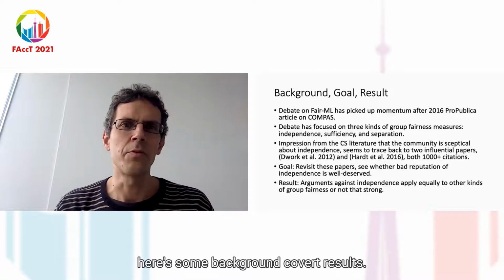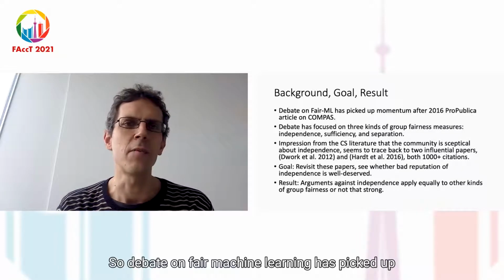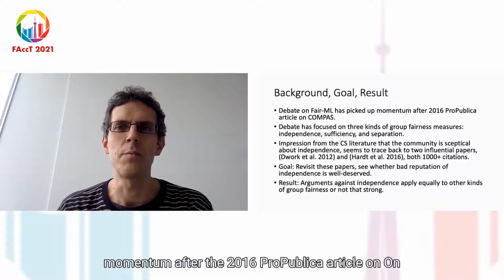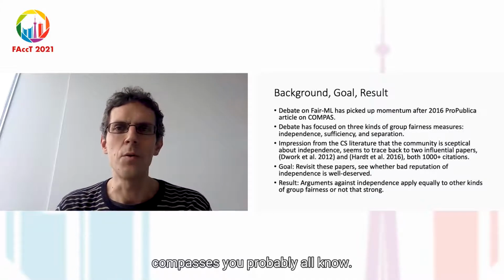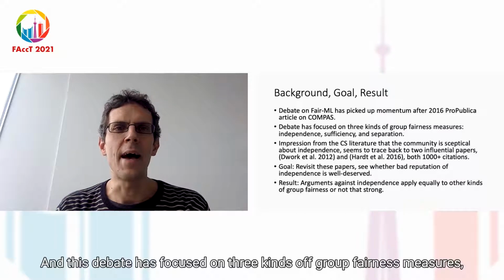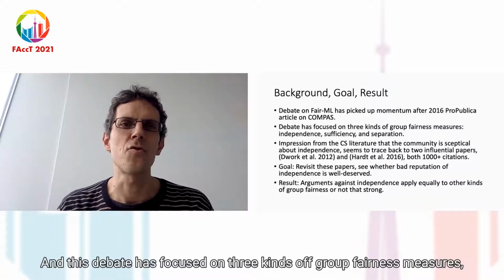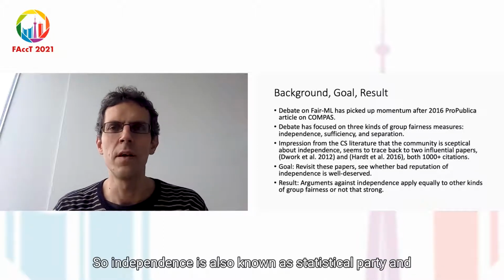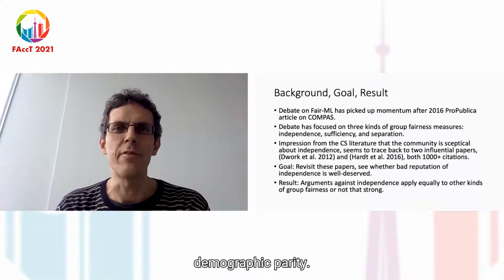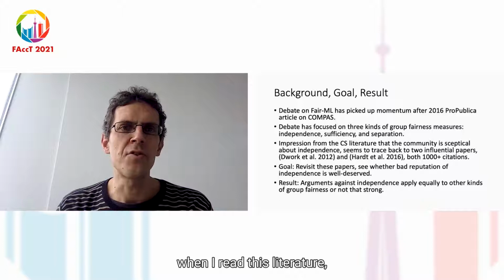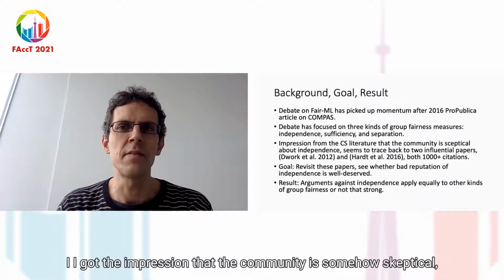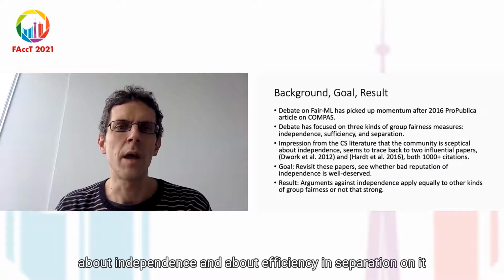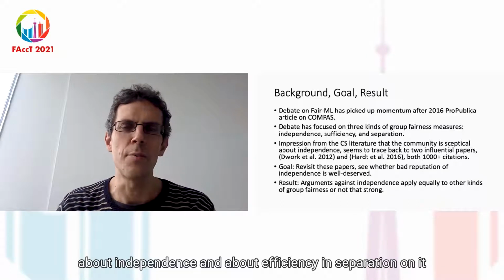Here's some background. The debate on fair machine learning has picked up momentum after the 2016 ProPublica article on COMPAS, as you probably all know. And this debate has focused on three kinds of group fairness measures: independence, sufficiency, and separation. Independence is also known as statistical parity and demographic parity. Now, when I read this literature, I got the impression that the community is somehow skeptical about independence, and more so about independence than about sufficiency and separation.